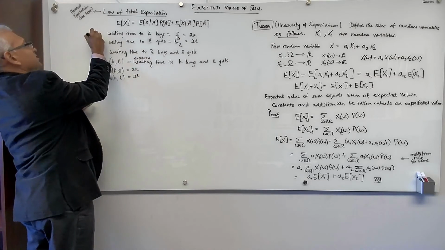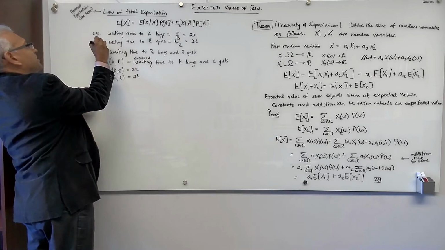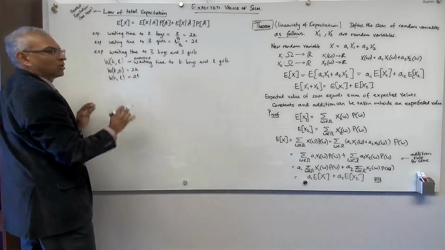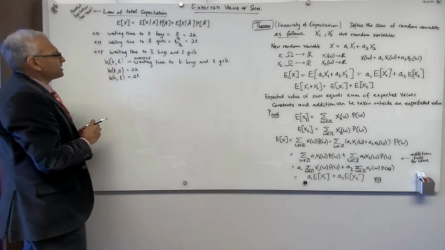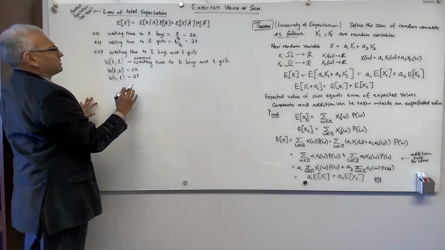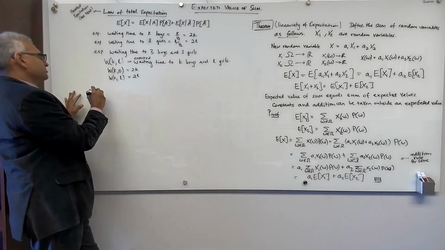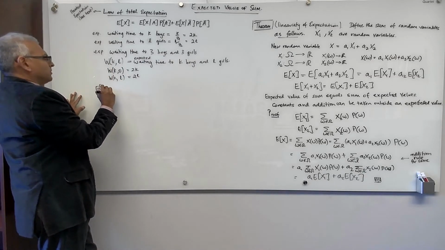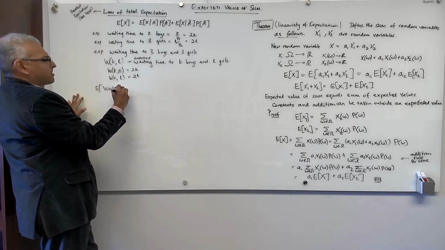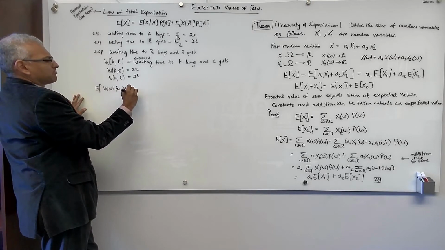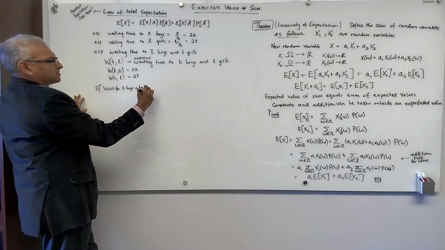And in all cases, it's the expected. So we're talking about expected values. Okay, so what is the expected waiting time for K boys and L girls?